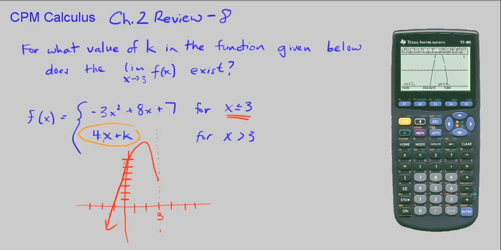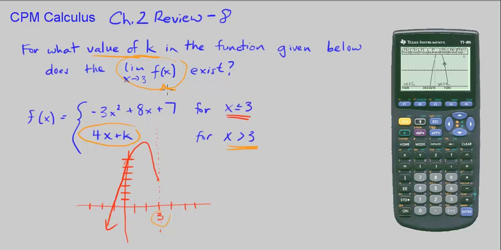So over here, on this side of 3, for x greater than 3, it's going to be a line. We know that the slope of our line is 4, because it's in the form y equals mx plus b. So m is 4, and b, our y-intercept, is k. But we don't know what value k is. The question is asking us, for what value of k does the limit exist?